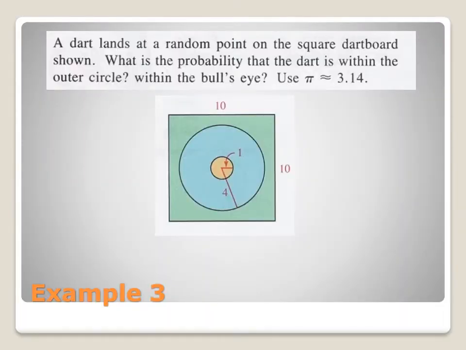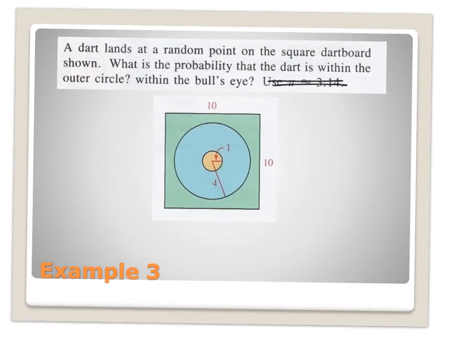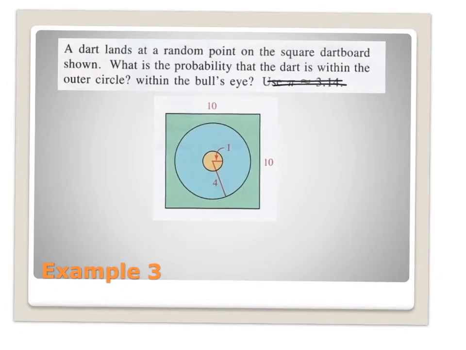All right, this one says a dart lands at a random point on the square dartboard shown. What's the probability that the dart is within the outer circle and then within the bullseye? And I'm actually going to take this off. We're going to leave it in terms of pi. So it's 2 separate questions. What's the probability that the dart is within the outer circle? And then what's the probability that it's within the bullseye?